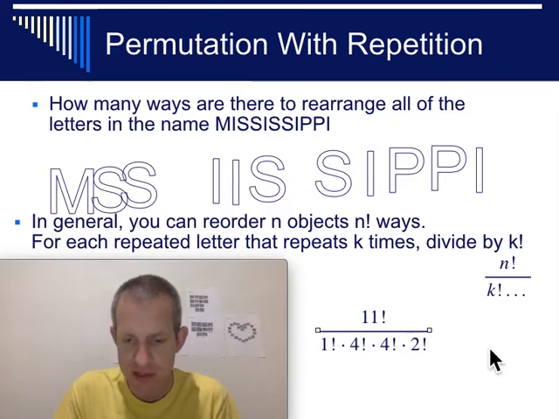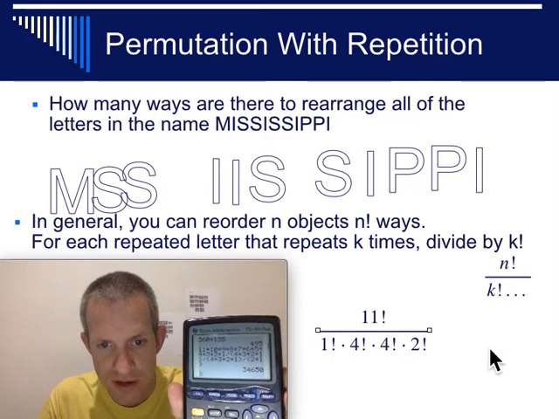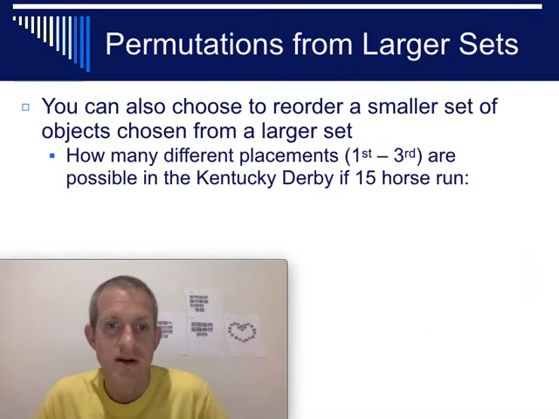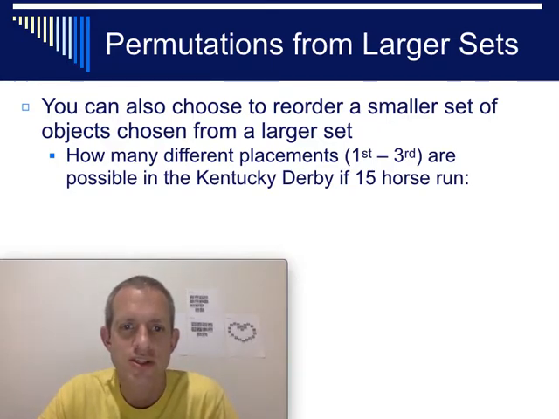Wait, there's only 2 p's at the end, right? So not 4 times 3 times 2 times 1, just 2 times 1. And whew, that's a big number, 34,650. A lot of times, instead of taking all the items in a list and putting them in order, we want to just choose a few of them.